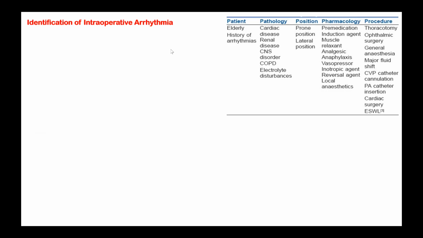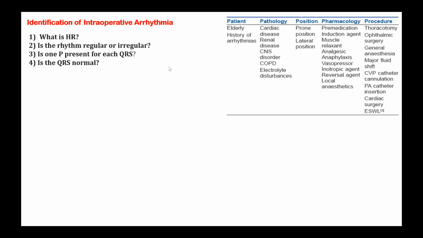Now, intraoperative arrhythmia identification is the first thing to do. You must first find out what the heart rate is, whether it is normal, slow or very fast, whether the rhythm is regular or irregular. Sometimes it may be regularly irregular or irregularly irregular. When ECG monitoring is done, you must see whether the P wave is present and followed by a QRS complex, and then find out whether the QRS is normal, shortened or widened.